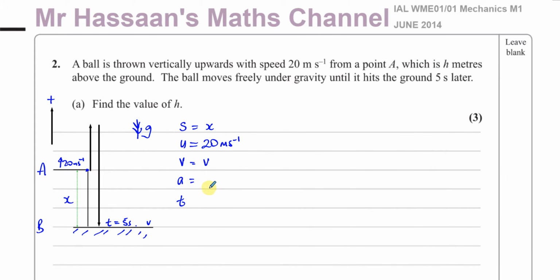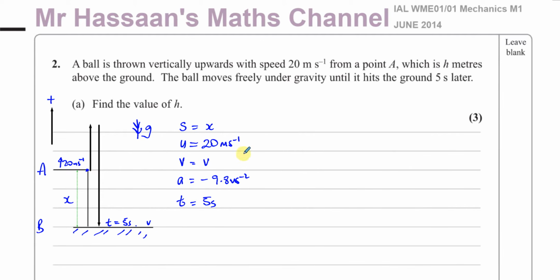The acceleration is G but acting downwards, so it's negative 9.8 meters per second squared. Remember, we must take G as 9.8 in m/s², and as it's acting down and we're taking up as positive in this particular part of the question, we know that A is negative 9.8, and as we're told, T is 5 seconds.